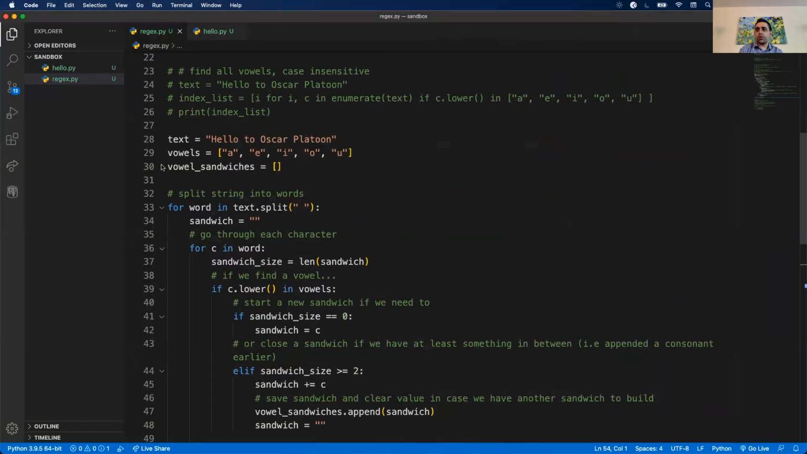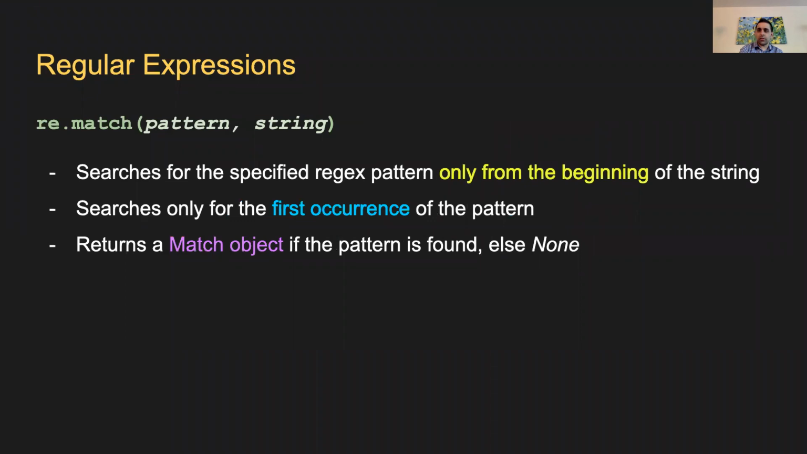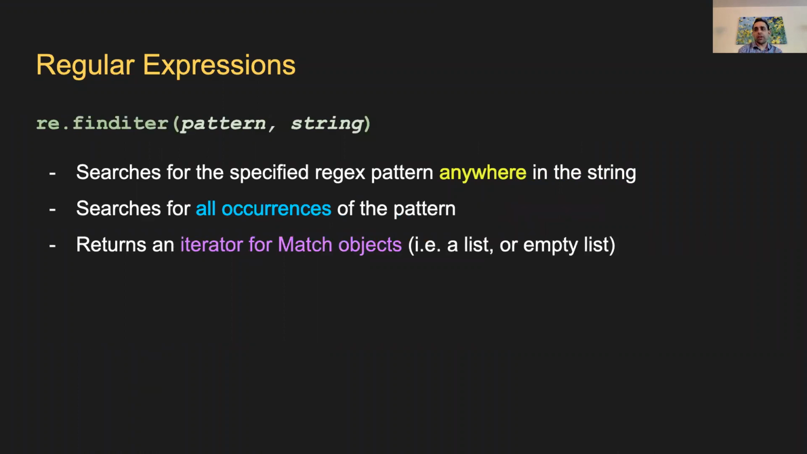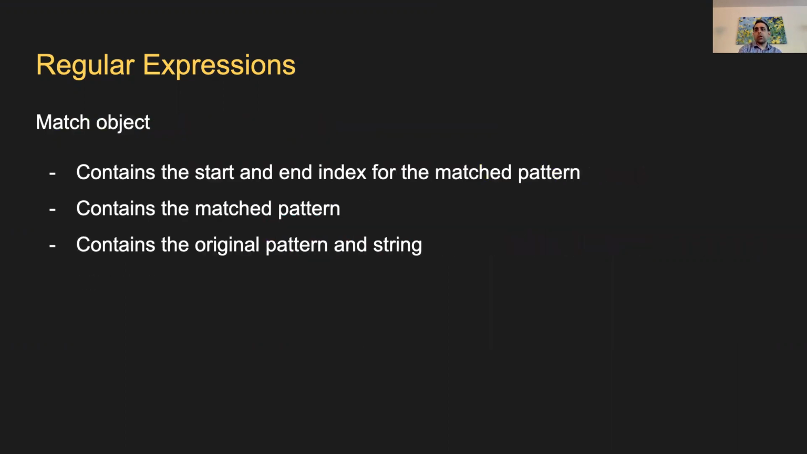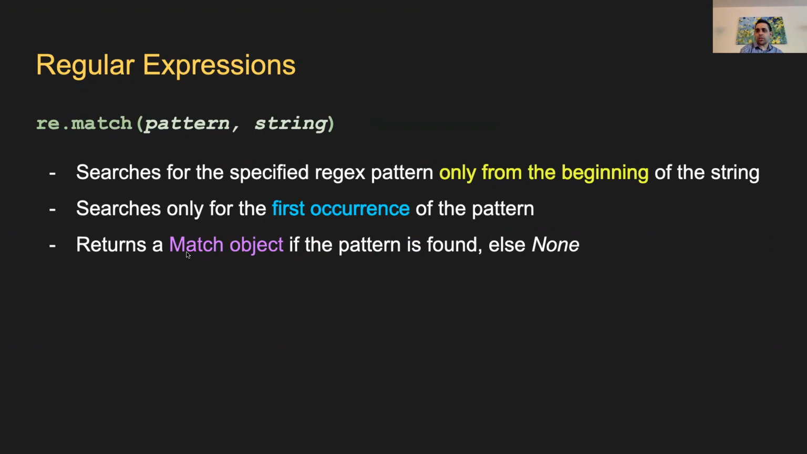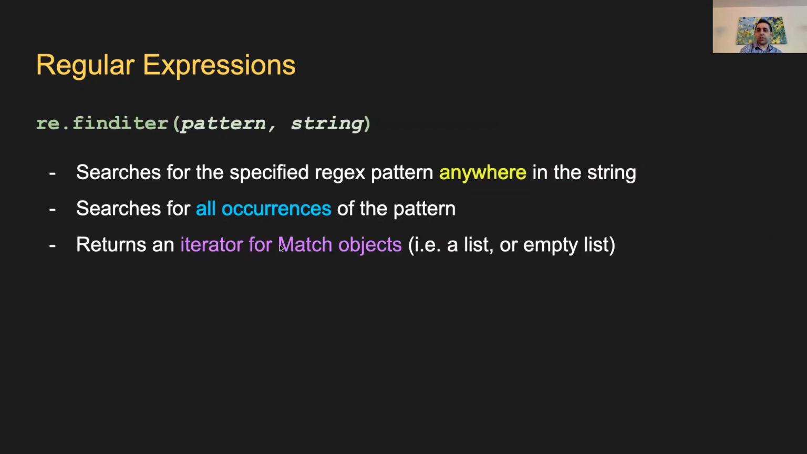All right, so those 5 methods are going to be pretty common. There are other methods that the module provides, but pretty sure search, find all, and sub are going to be your top 3. Find iter you probably won't be using, and match I avoid using just because it's kind of redundant with search. We talked about the match object, just to highlight it. A lot of these return match objects: match and search return a match object, and find iter returns an iterator of match objects.